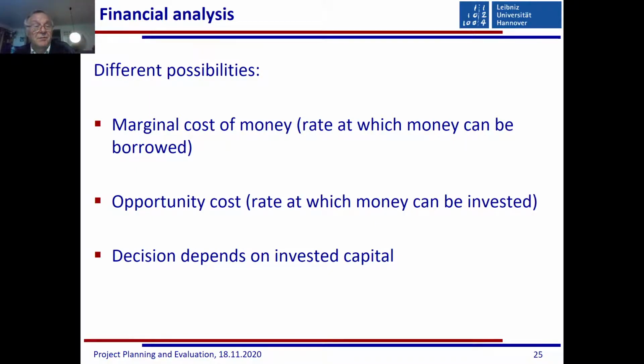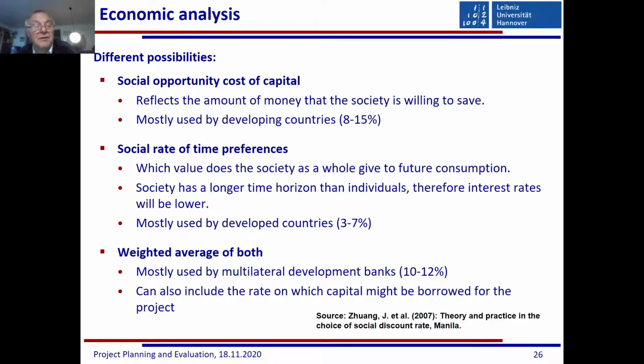So the financial analysis has different possibilities. To do this, we can use the marginal cost of money, the rate at which money can be borrowed. It can be the opportunity cost, the rate at which money can be invested. And it can be the decision that is made by the invested capital. So these are the different possibilities for financial analysis.